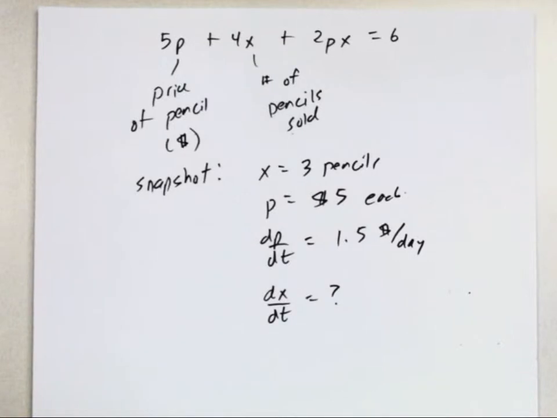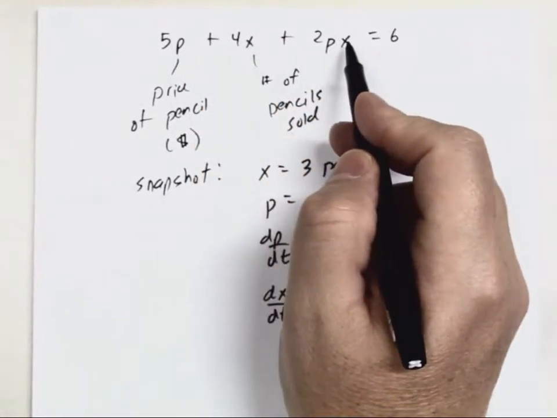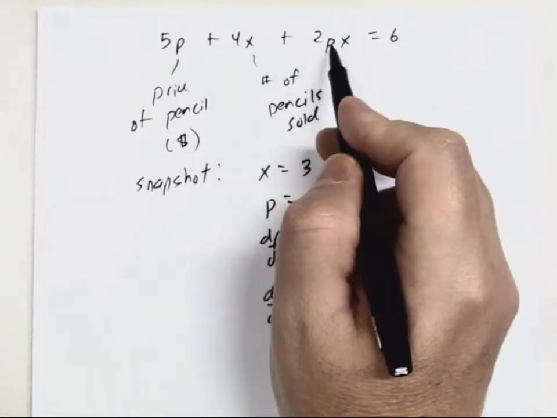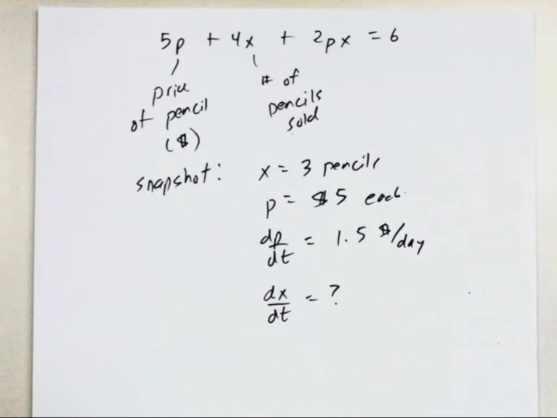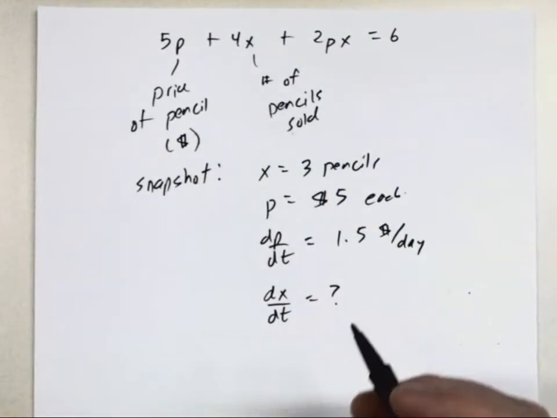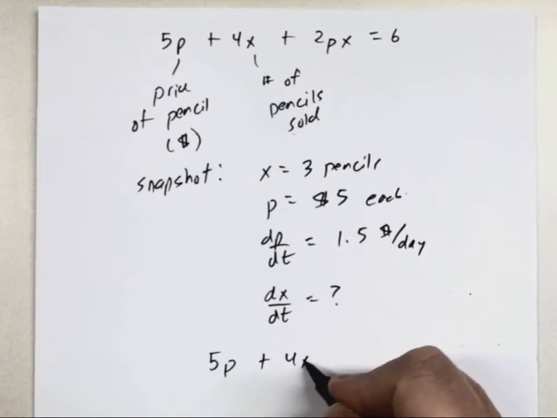So what I'm going to do now is take this equation that has nothing to do with time, but however I know this equation is going to be changing, I'm going to take the derivative of both sides with respect to time. Let me just rewrite this equation.